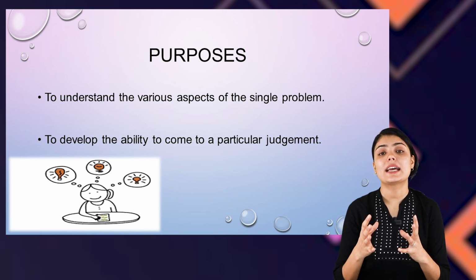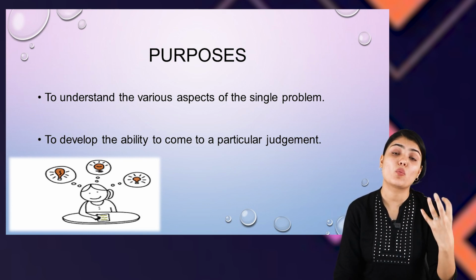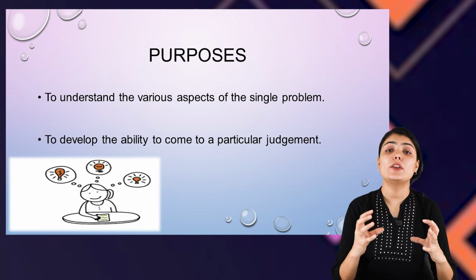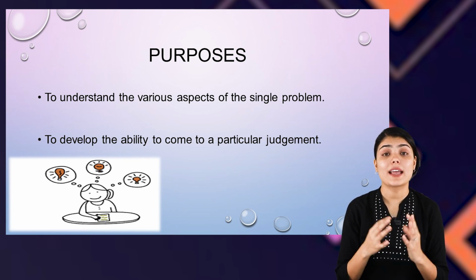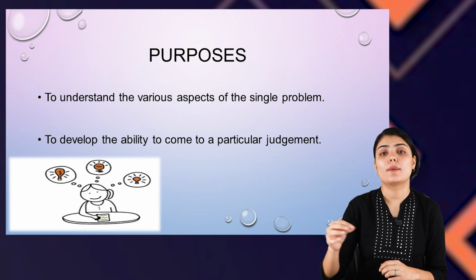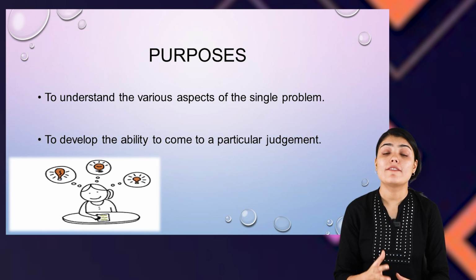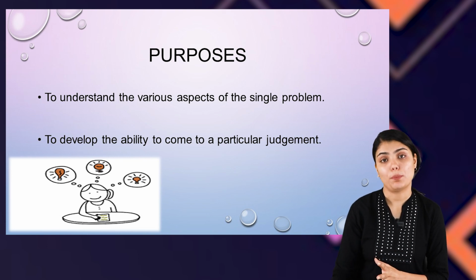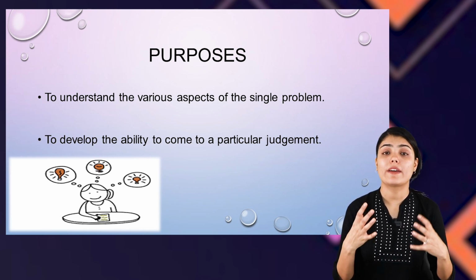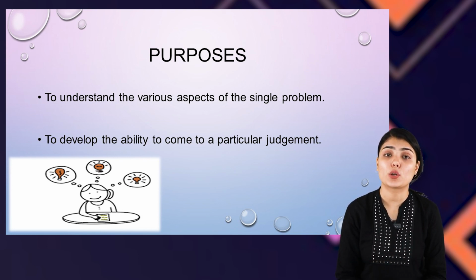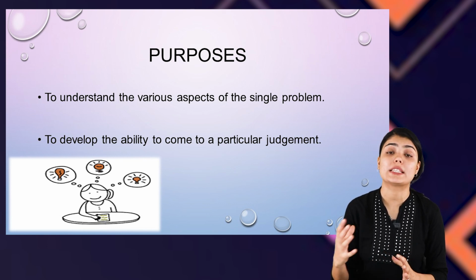Next one is to develop the ability to come to a particular judgment. Through symposium we gain knowledge, not just from one single individual or one particular aspect, but from different aspects. So we will be able to analyze those aspects and finally arrive at a decision about a particular problem. The second purpose of the symposium is to develop the ability of decision making, or to provide a judgment on the particular topic. If I have a sound knowledge about the topic, I will be able to give my judgment towards that aspect.